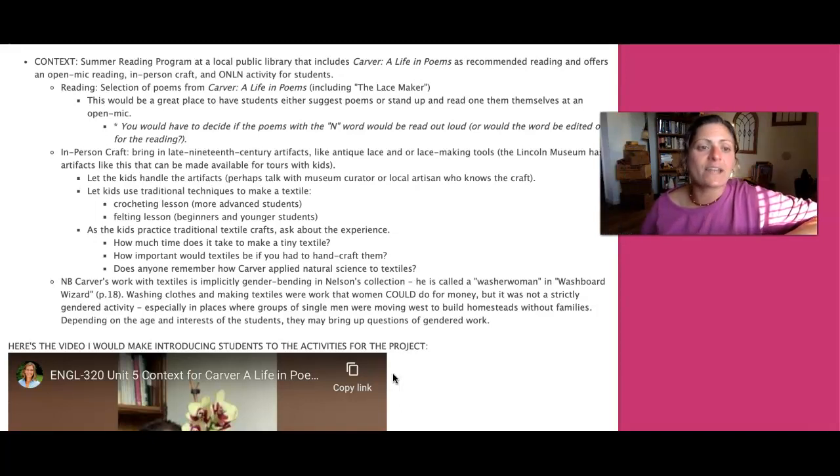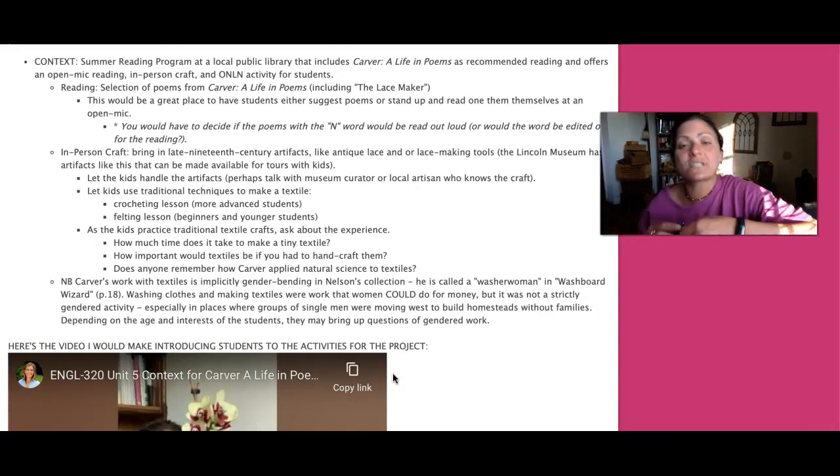Now let's get hands-on. So I would have an in-person craft. I would bring in late 19th century artifacts that deal with textiles, specifically because there are several discussions of textiles or implicit discussions of textiles, like not only in his crocheting, but also in the discovery of Egyptian blue, or what we might call cobalt blue today, a color that hadn't been seen since the time of King Tut in Egypt. So thinking about that, then you could get kids to actually interact with textiles.